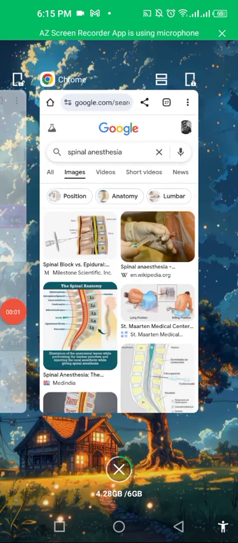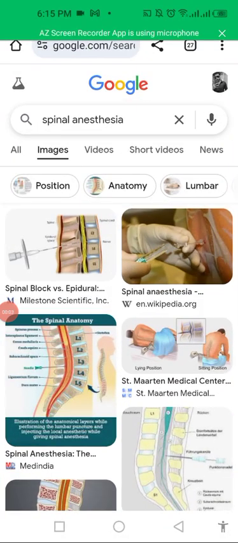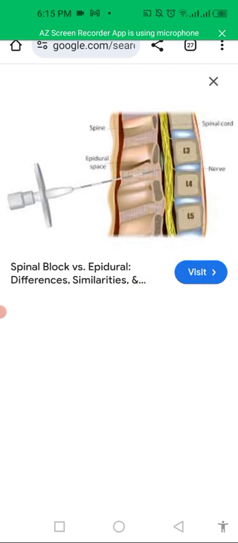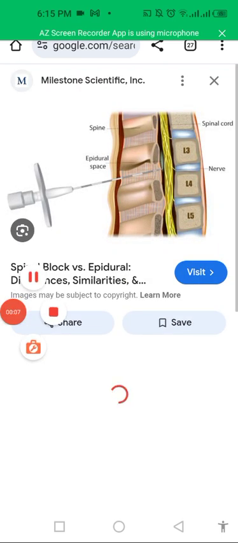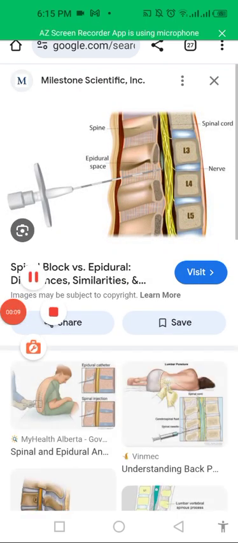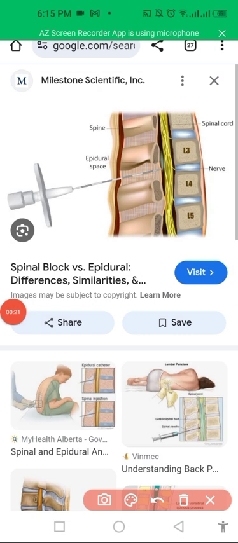Okay, so we will be looking at spinal anesthesia. It is performed between L3 and L4, and we perform this anesthesia if there is need for lower abdomen surgery, pelvic surgery, perineum, or lower limb surgery. So it is performed between L3 and L4, as you can see in this picture.